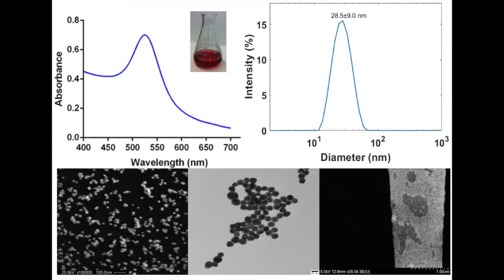All the figures shown display our characterization and imaging of our gold nanoparticles and nanoelectrode. The top left image shows UV-vis spectroscopy data along with the image of our gold nanoparticle solution. The top right image displays the dynamic light scattering data from our analysis, which displays that our gold nanoparticle diameter is 28.5 nanometers with a standard deviation of 9 nanometers. The bottom 2 images are SEM followed by a TEM image of our free-floating gold nanoparticle solution. The bottom right image displays the nanoelectrode with the gold nanoparticles coated onto it.